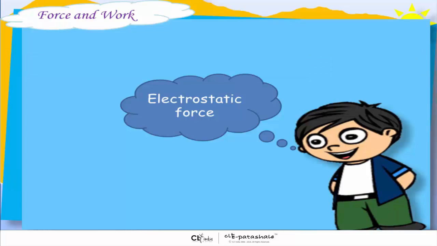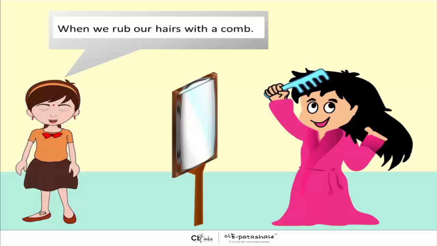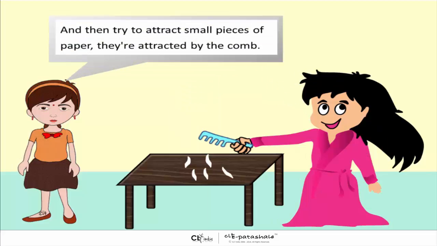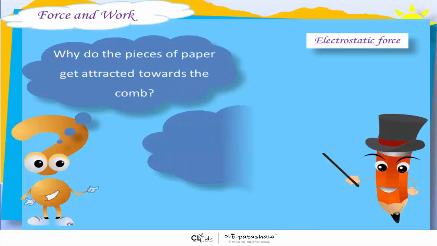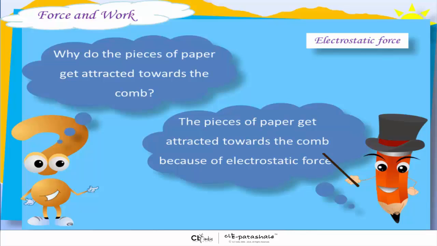Electrostatic force. When we rub our hair with a comb and then try to attract small pieces of paper, they are attracted by the comb. Now, why do the pieces of paper get attracted towards the comb? The pieces of paper get attracted towards the comb because of electrostatic force.